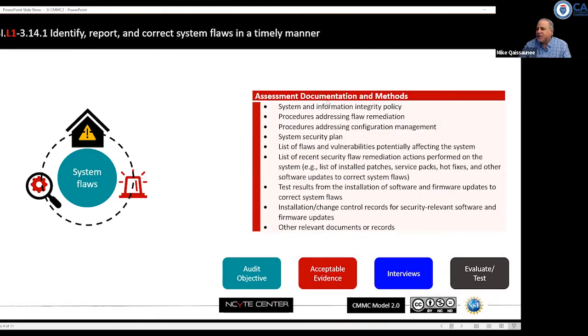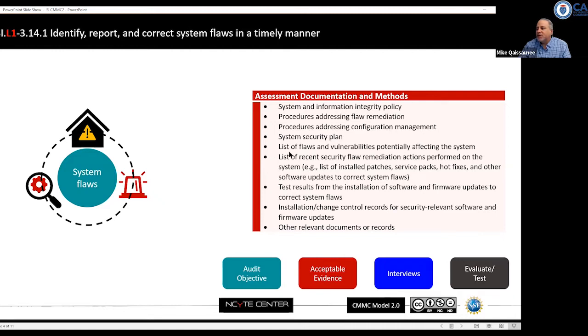Evidence here. So our system and information integrity policy, that's a new one that we haven't seen before. Again, talked about as part of our CIA triad, integrity. And then procedures addressing flaw remediation. Again, our configuration management over here, because these flaws are likely going to be in our systems. A lot of them are going to be in our configurations, in our software, and being able to update our systems and patch our systems.